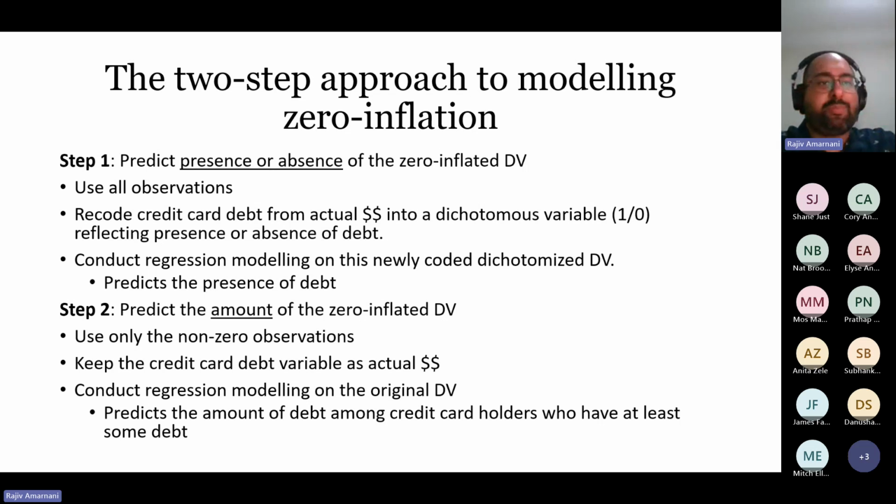Then, completely separately, in a separate model, you take your data in step 2 and say, these are the people with no debt, take them out for now. Keep only the people with at least a minimum of debt, at least 1 cent of debt, and predict, amongst the people who have debt, what predicts who has more debt than others. So step 1, predict who has debt and who doesn't. Step 2, among those who have debt, who has more and who has less. And what you'll find is often you'll have different predictors. Some things will predict the presence or absence of debt. Some things will predict, for those who have debt, those who have more and those who have less.